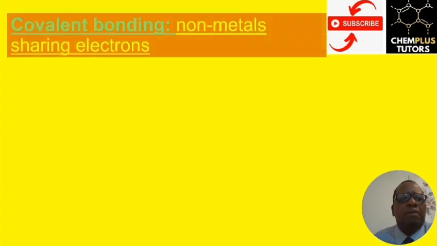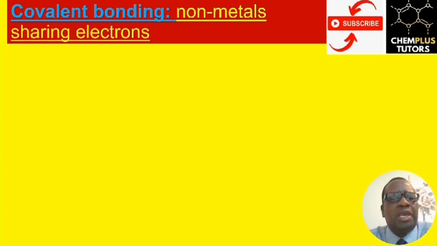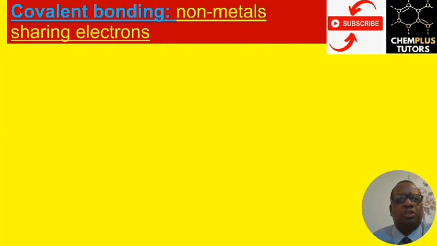Today we've decided to look at a topic that is very important for your exams. The topic is covalent bonding. This type of bonding takes place in non-metals only. We've already looked at ionic bonding, which is a metal and a non-metal. Today we have switched to look at covalent bonding, sharing of electrons.